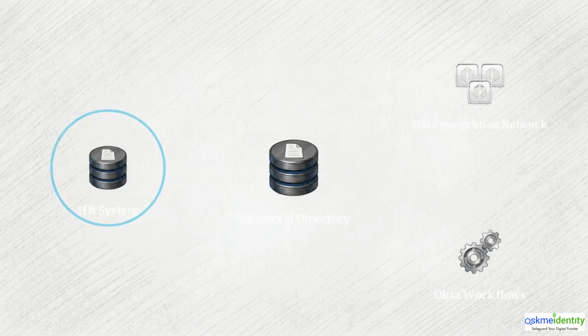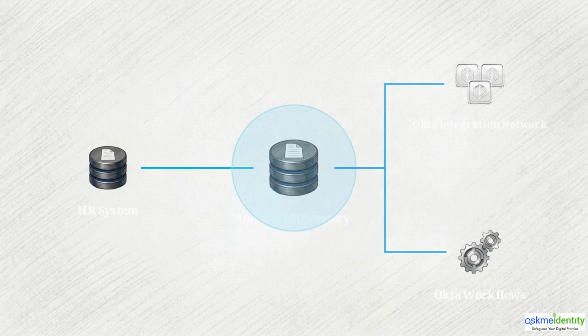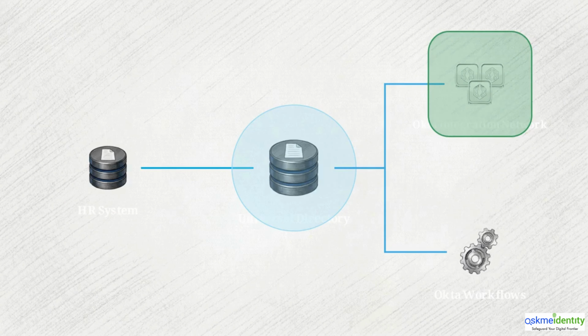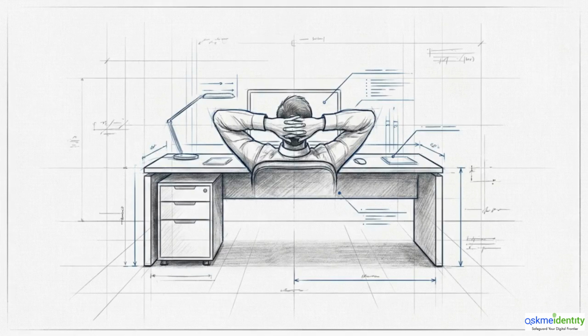A single trigger in HR flows directly into the Universal Directory, pushes out through the OIN for provisioning, and triggers workflows to handle all final notifications. We have achieved a zero-touch state. No IT tickets are generated, access delays are eliminated, and human error is engineered completely out of the loop.